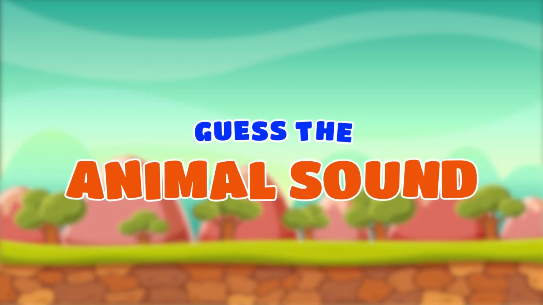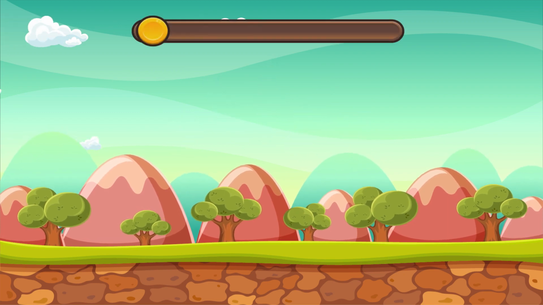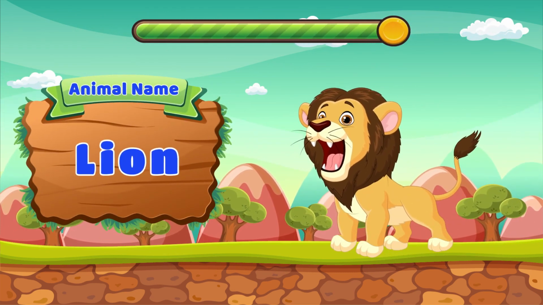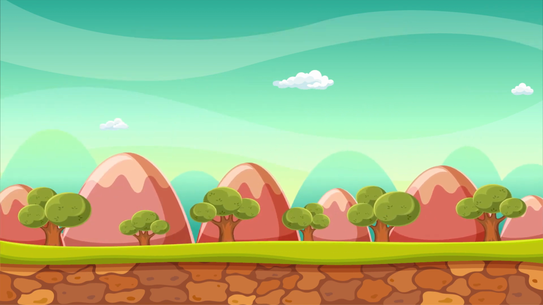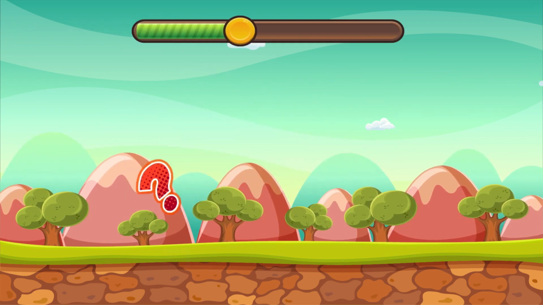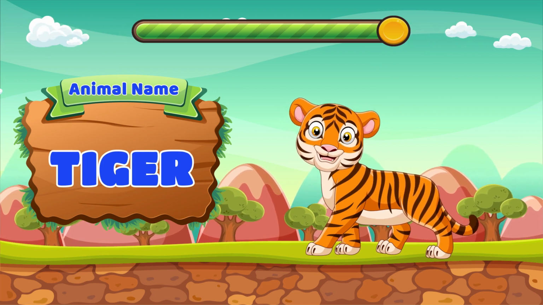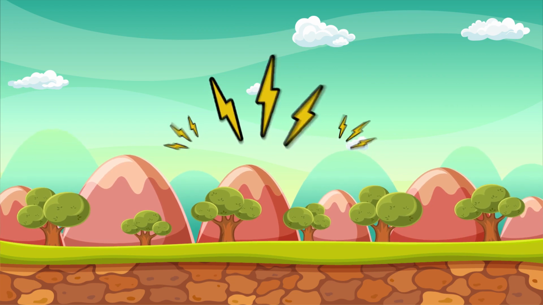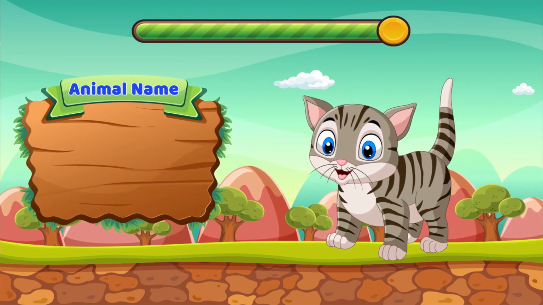Guess the animal by its sound. Can you guess the animal? It's a lion. Can you guess the animal? It's a tiger. Can you guess the animal? It's a cat.